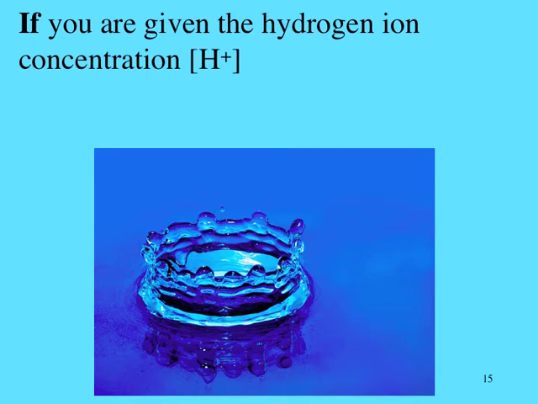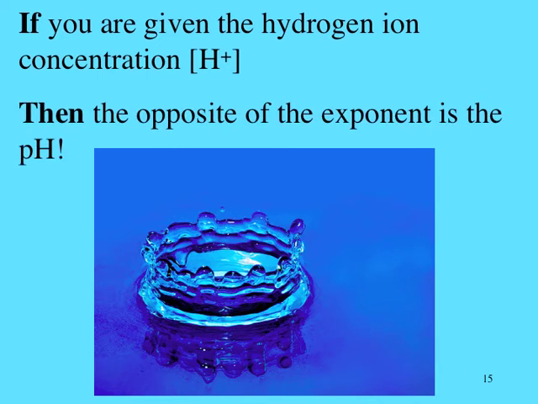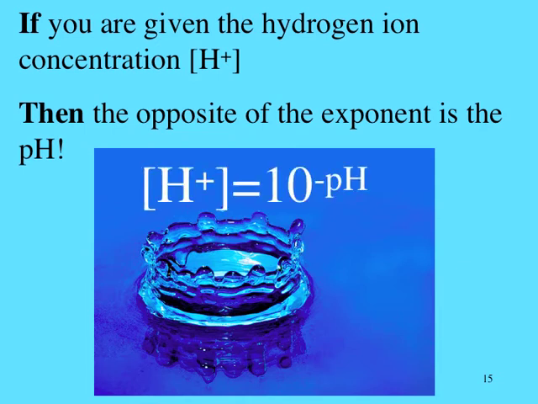Well, if you are given the hydrogen ion concentration, it's actually really small. It's a very small number, so it's going to be written in scientific notation, and the exponent is going to be negative because it's such a small amount. So if you're given the hydrogen ion concentration, look at the times 10 to the exponent, and the exponent will be negative. Whatever that exponent is, take the negative away, and that's going to be your pH.